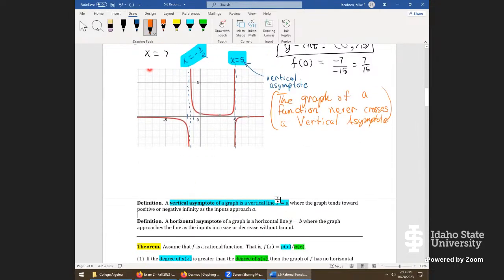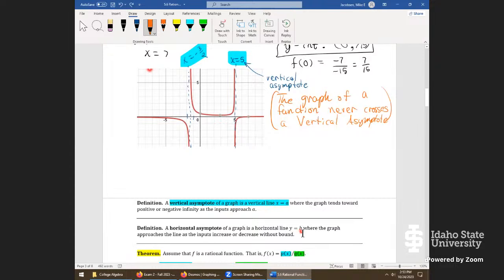But now horizontal asymptotes are kind of a different deal. It says here, a horizontal asymptote of our graph is a horizontal line. So we'd be writing them like this, y equals b, rather than an x equals some value, like negative 3/2. The graph will approach this line as the inputs increase or decrease without bound. In other words, your horizontal asymptote only really takes effect if you're at a very large negative, say far to the right this way, or very large positive going off in that direction.